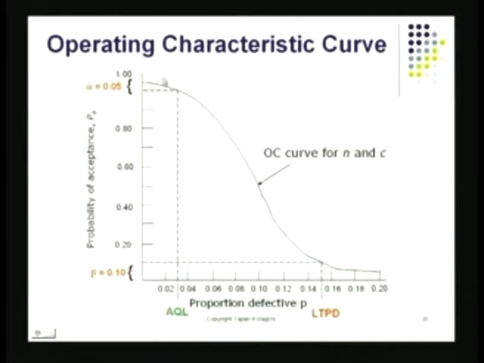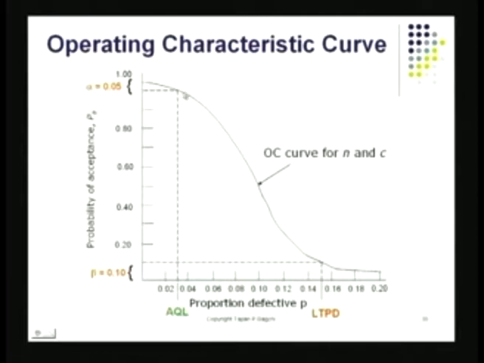So in fact, in general, look at alpha and look at beta now. Beta is the probability of my accepting a lot which is at LTPD or RQL level. Beta is the chance of the sampling plan accepting a lot which is at RQL or LTPD level. That's supposed to be quite small. It's kept generally around not more than 10%.